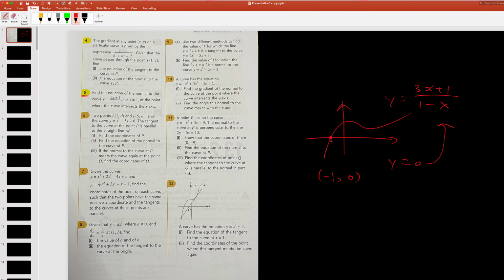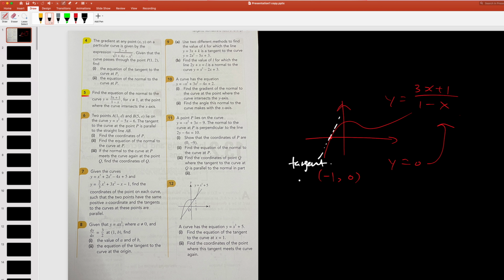how do you find the normal to the curve? Normal to the curve means first you need to get the tangent of the curve. The most important thing is you need to sketch it out. If you don't sketch it out and try to solve in your brain, it's too much for you to digest. So this is the tangent.